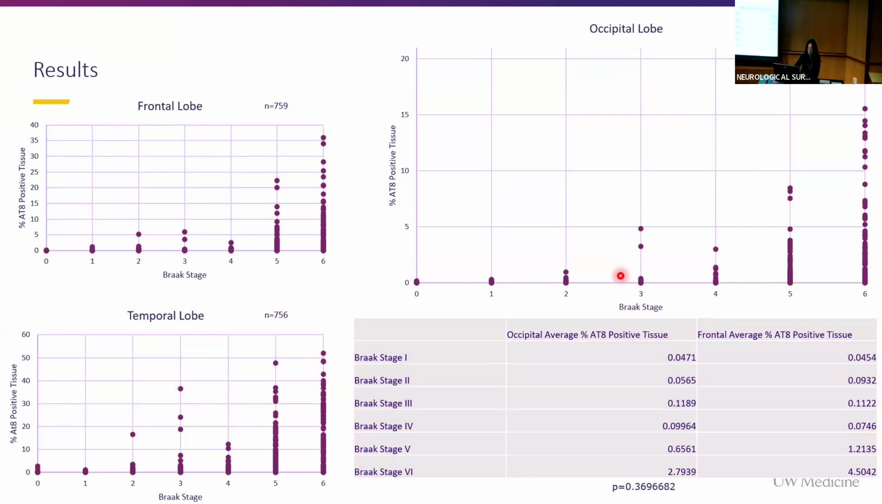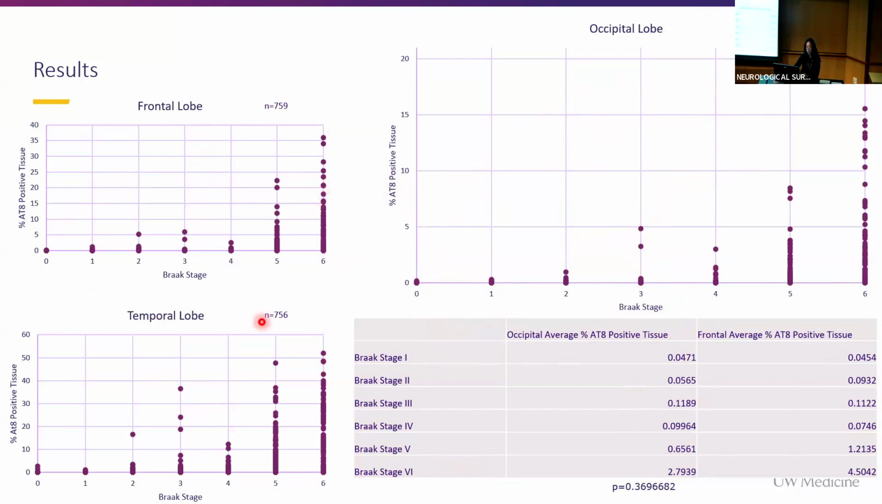As you might expect, when you increase the Braak stage, there's also a corresponding increase in the level of tau we see per slide. However, what's interesting is that in these really early Braak stages, 1, 2, 3, where we wouldn't expect any tangles in the occipital lobe, there's still a fair amount of pathological tau. Even more interestingly, the level of pathological tau is quite similar to the tau burden we see here in the frontal lobe in these early stages.